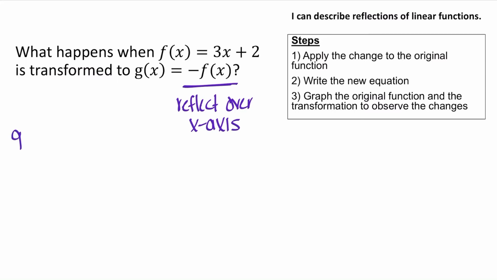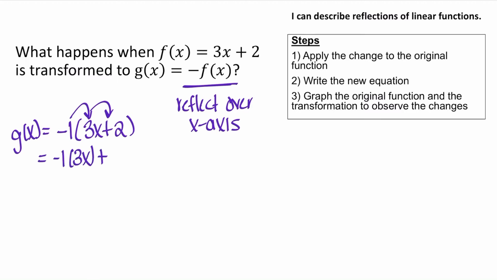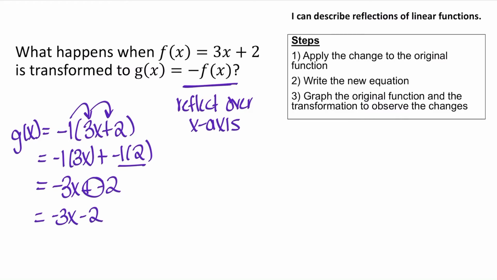If I have g of x equals negative f of x, that means I'm going to take the negative of f of x, which is 3x plus 2. Remember, this negative in front is basically like a negative 1, so I'm going to distribute it to both terms. I have negative 1 times 3x plus negative 1 times 2. This becomes negative 3x plus negative 2. The plus negative is going to become a minus, so I have negative 3x minus 2. That is now my value of g of x.